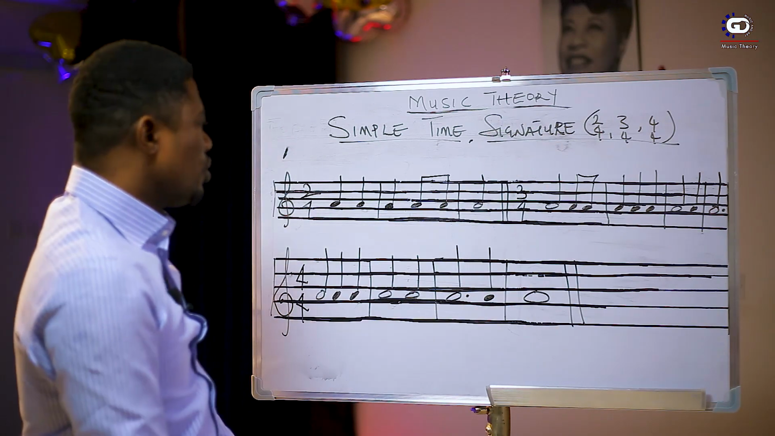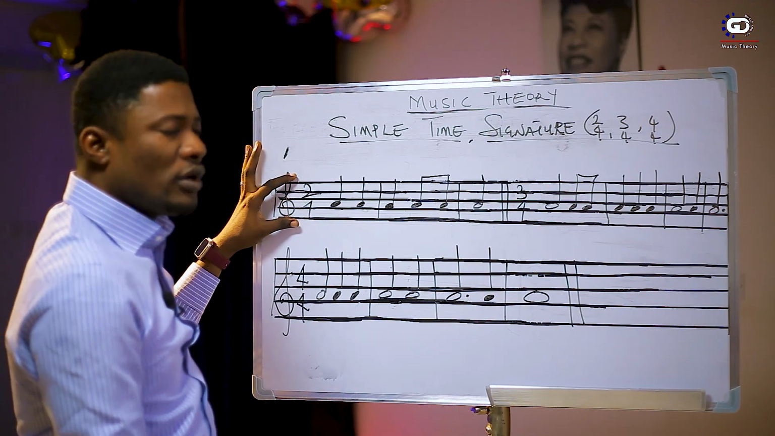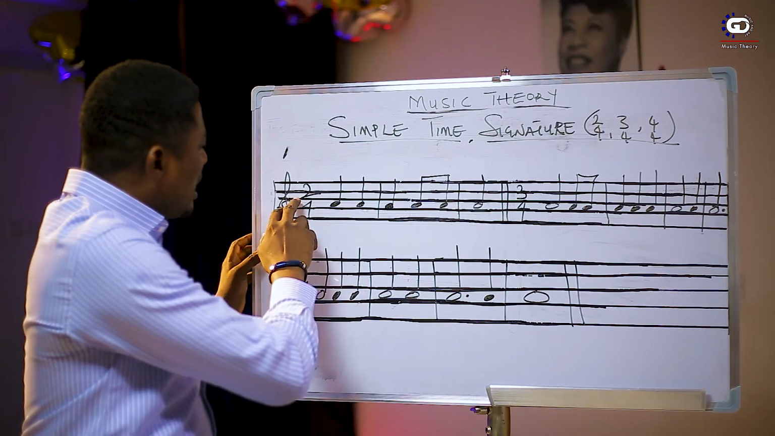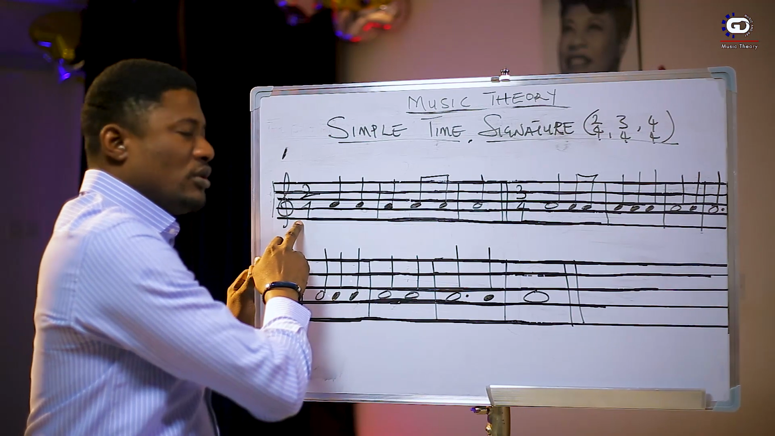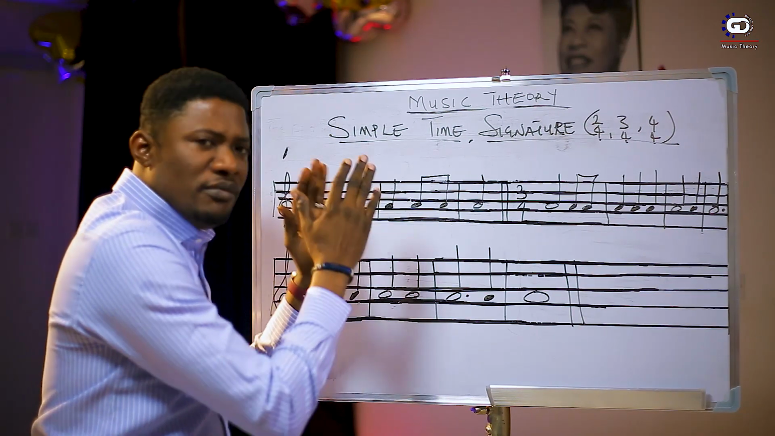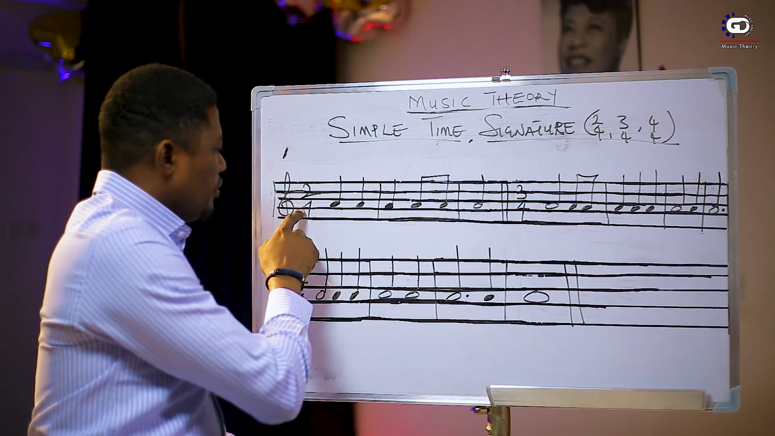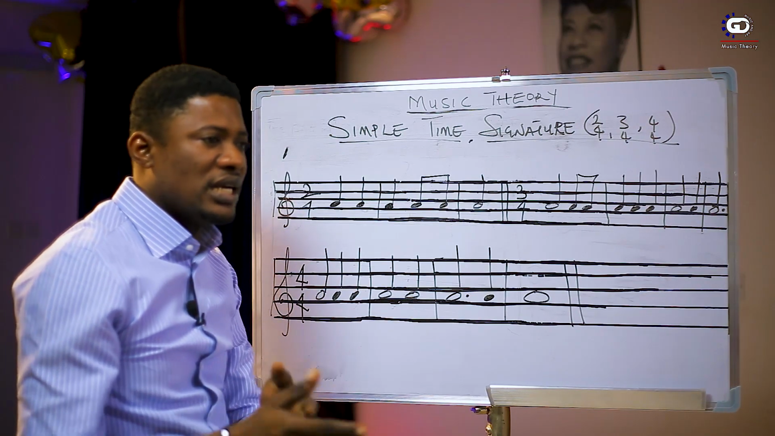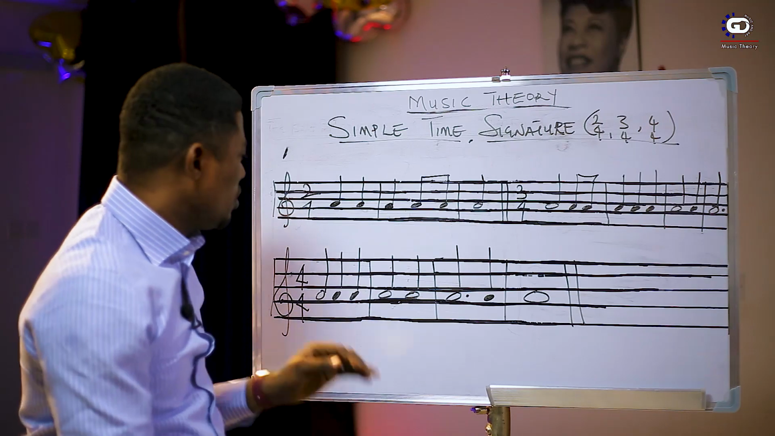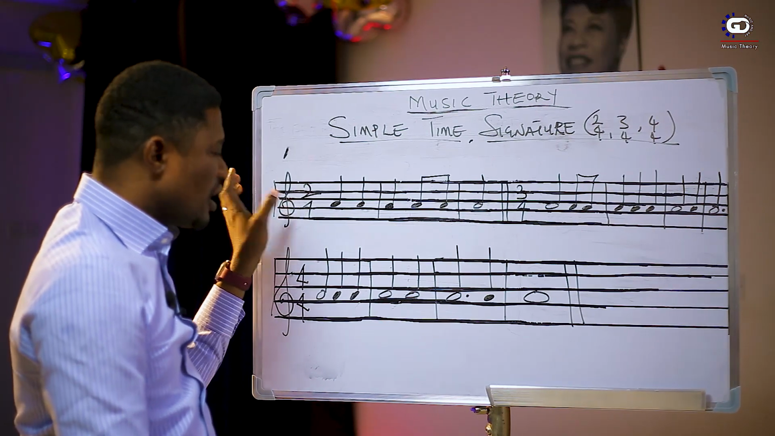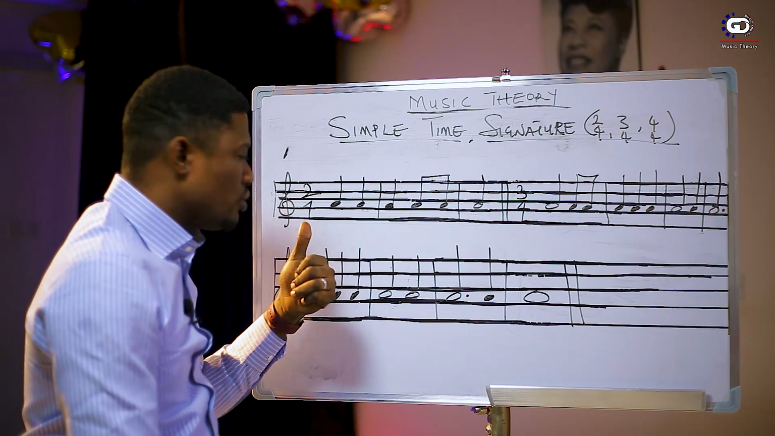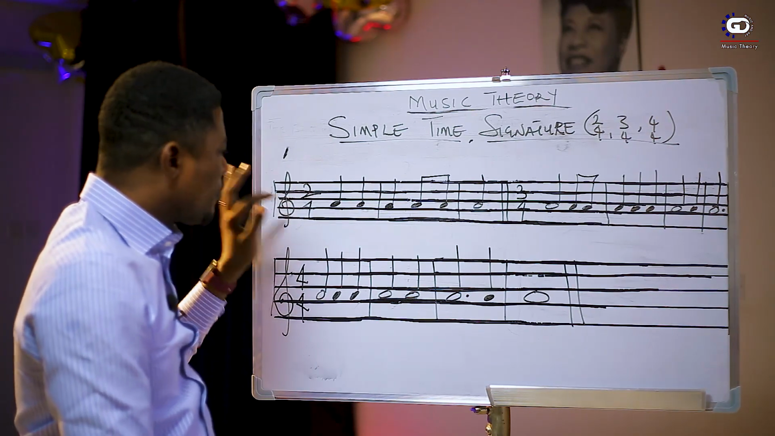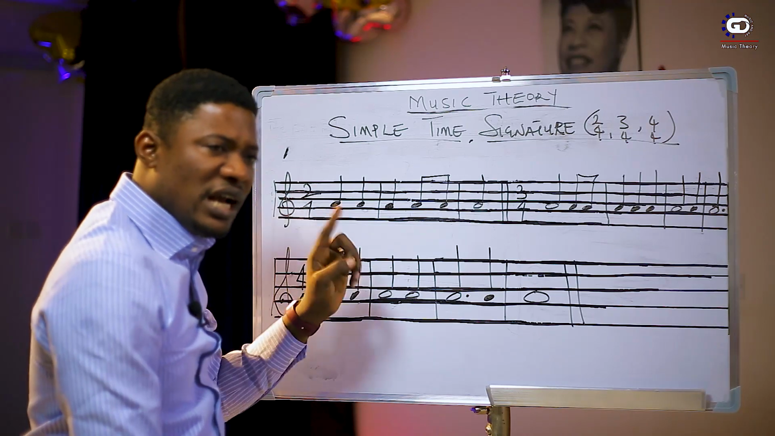Now, how do we decode this? When you have a 2/4 time signature written before the music, it means that there must be two quarter notes in every measure. The 4 at the bottom represents what we call quarter notes, which you learned the other time, or the crotchet. So this 4 represents a crotchet or quarter note, while the 2 tells you that you must have two quarter notes in every measure.